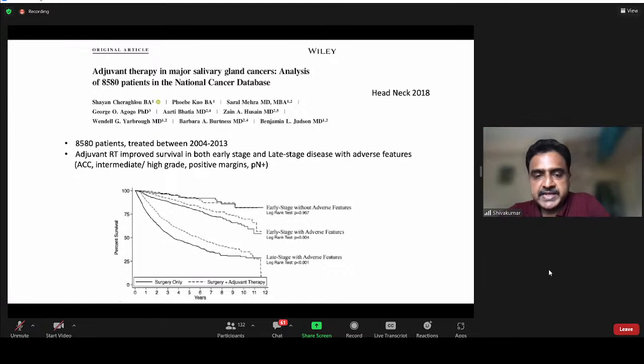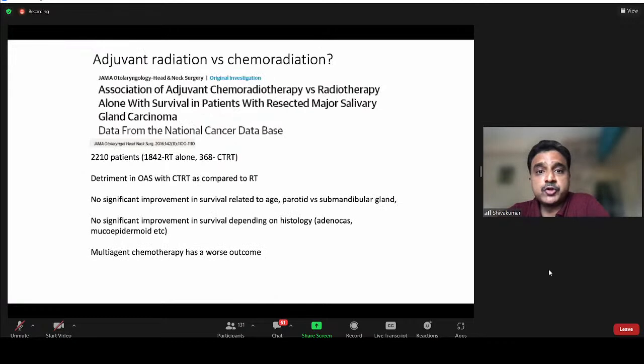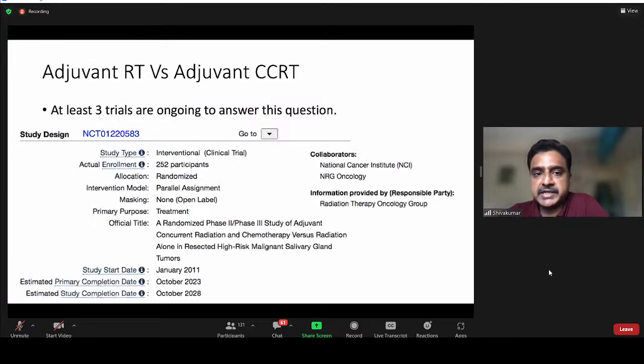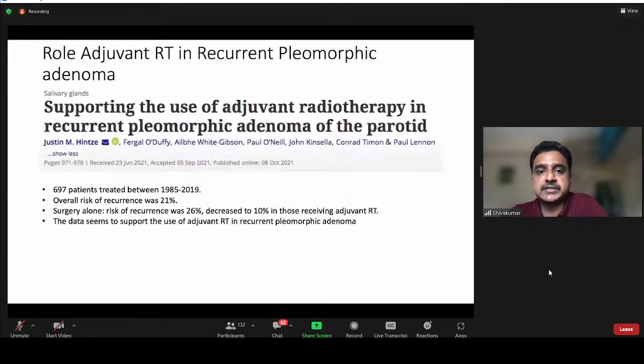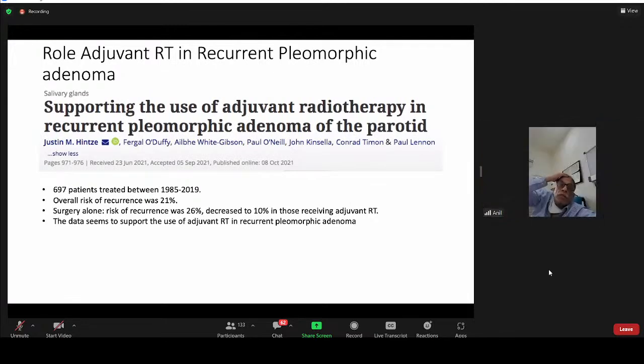Right. So this is one of the NCDB database analyses, which shows that adjuvant radiotherapy improves survival in both early and late stage in the presence of adverse features. That is, if it is adenoid cystic, intermediate, high grade, positive margin, and in an N+ neck. Of course, adding chemotherapy, that is adjuvant chemoradiotherapy, there's not enough evidence still. Evidence is building on. There are at least two randomized trials and one non-randomized trial going on. One in the United States, one in France, and one in China, which is a non-randomized trial. Hopefully, by the turn of 2030, we should have some amount of evidence on these aspects as far as parotid malignancy is concerned. So, Shweta, yes, sir.